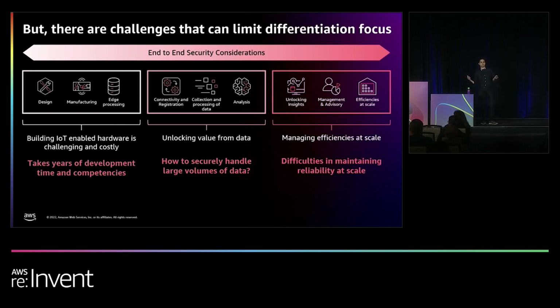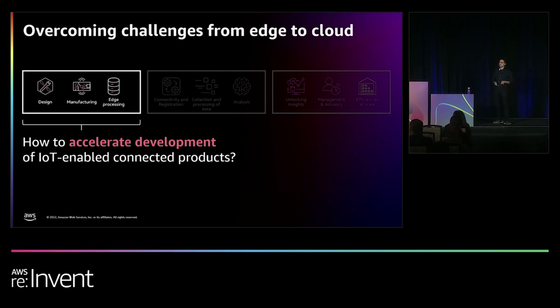And so that's where AWS IoT comes in. Our job is to take sort of the things that are common to all of these and help you focus on the things that you can do to differentiate for your customers. So let's start with the design, manufacturing, and edge processing. We have a range of capabilities that allow customers to really build secure, connected edge products more easily.